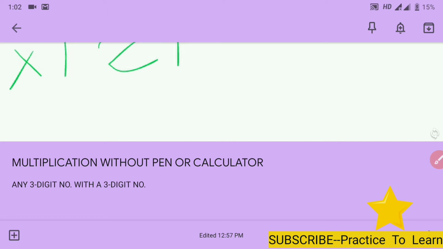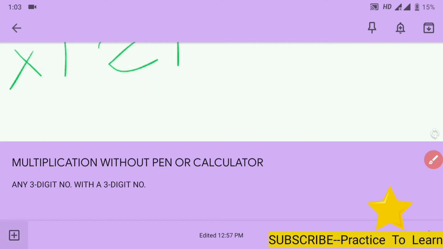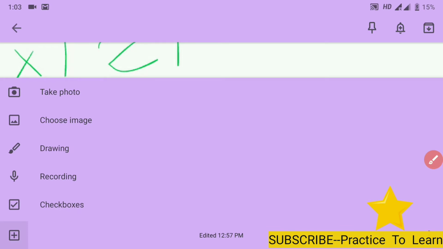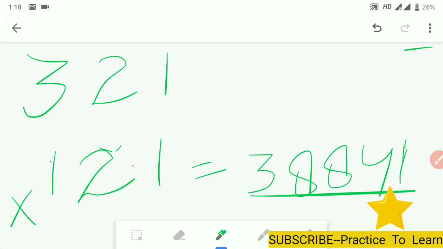Guys, in today's topic we are learning how we can multiply a 3-digit number with a 3-digit number without using pen or calculator. Guys, we are learning multiplication of any number with another number within seconds. In the last video I've shown you how we can multiply a 2-digit number with another 2-digit number. Now in today's topic, I'll be showing you how we can multiply any 3-digit number with a 3-digit number.